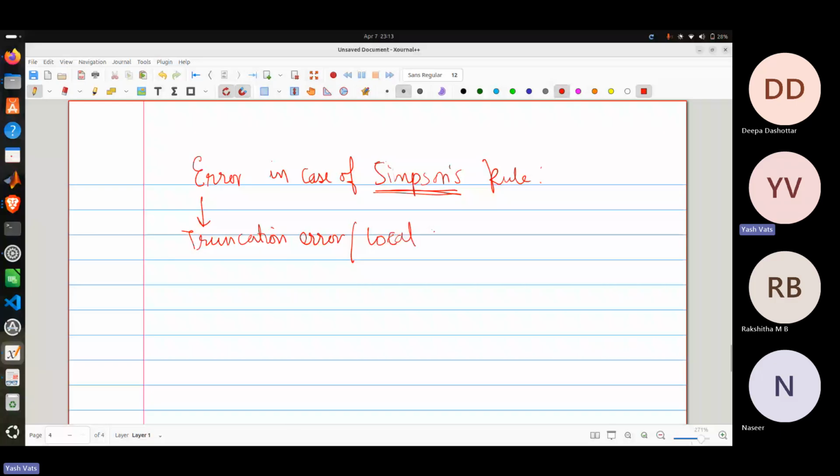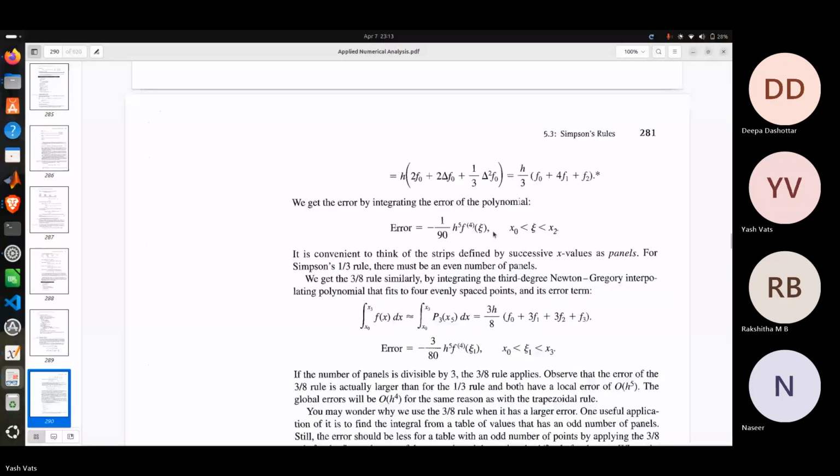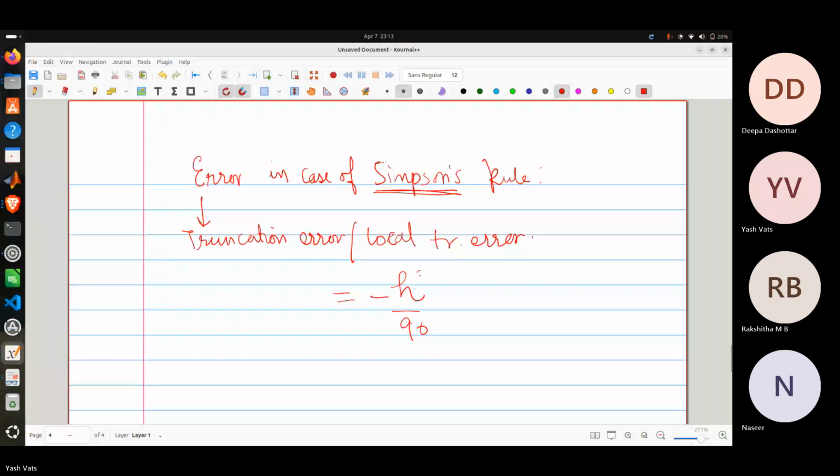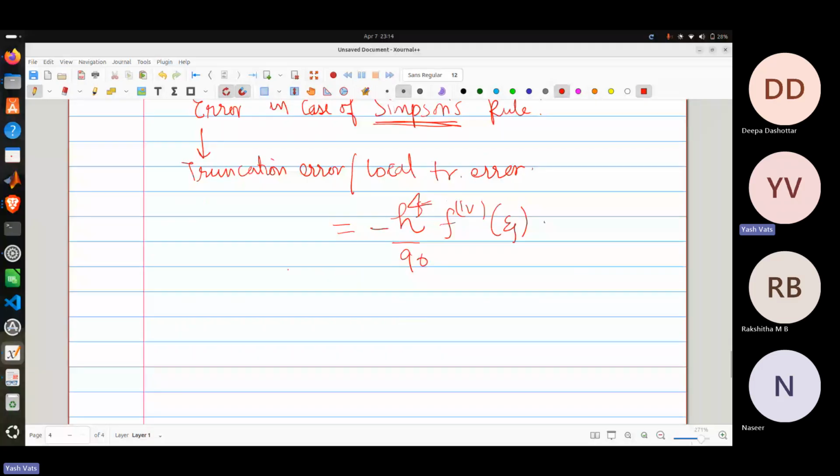That is given by the formula you have in this. So you just copy here: -1/90 h^5 f^(4)(ξ). So here is that f^(4)(ξ). If I multiply by, oh, it is h^4. And so that is the local and global truncation error.